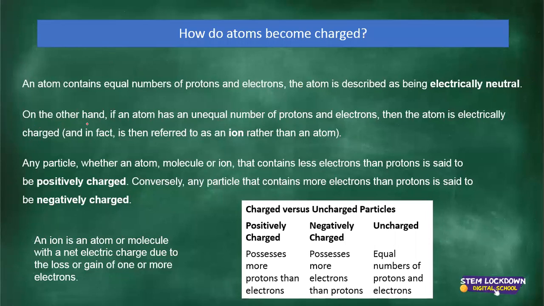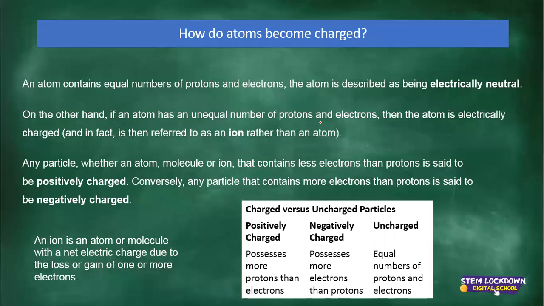So now, on the other hand, if an atom has an unequal number of protons and electrons, that means that they are not equal. For example, if you hold 5 marbles in your right hand, those marbles could be your protons. And in your left hand, you have 5 marbles, and you can say those marbles are your electrons. Now, if you take 2 of the marbles from your right hand and move them away, then you can see there's an unequal number of protons and electrons.